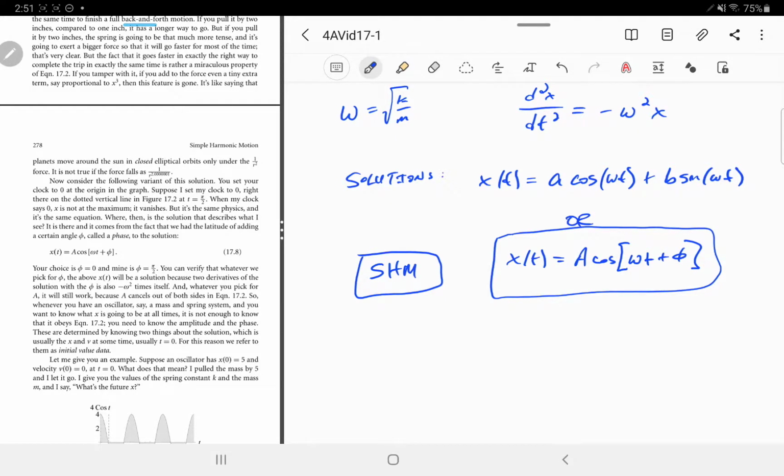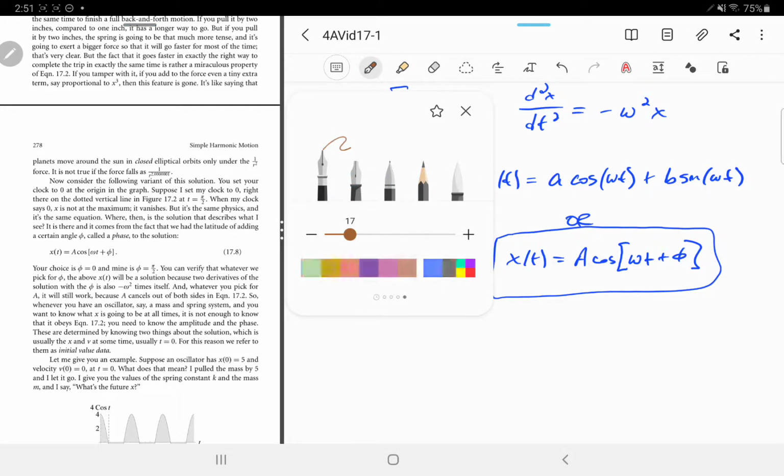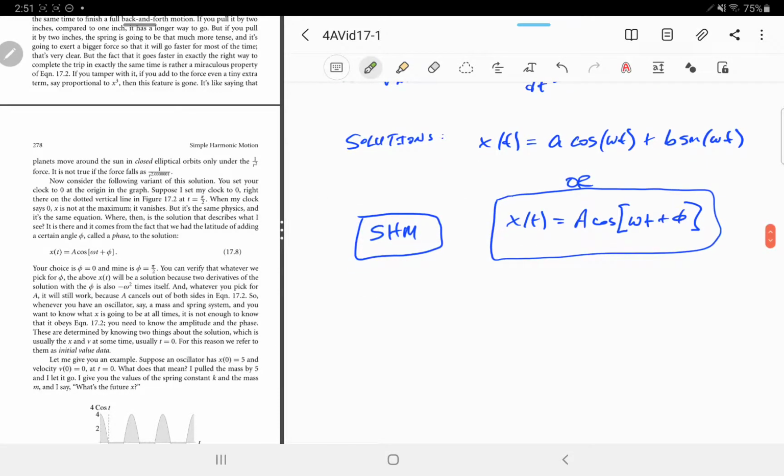Okay, so now some terminology. Omega is the angular frequency.